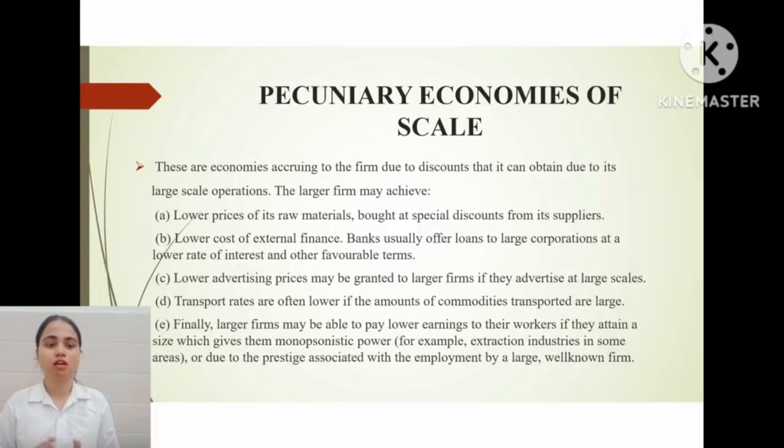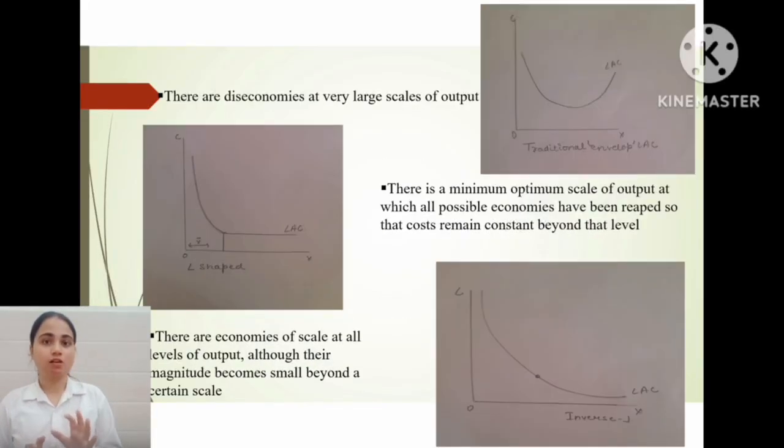reduce the cost. And finally, the large firm may be able to pay larger earnings to the workers, as it attains a size which gives monopolistic power, or due to the prestige associated with employment by a large well-known firm. And then we have three graphs.